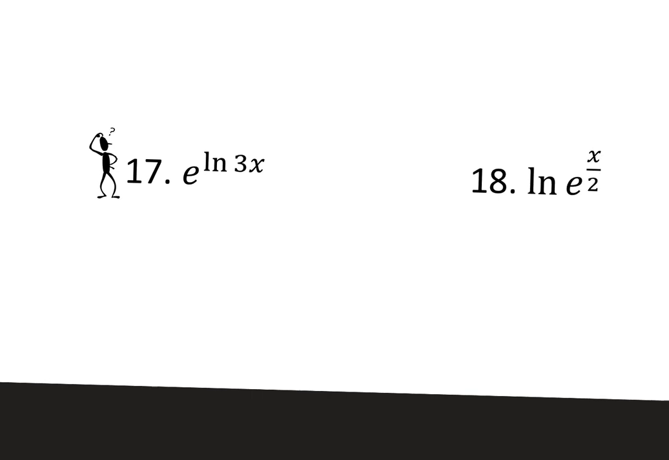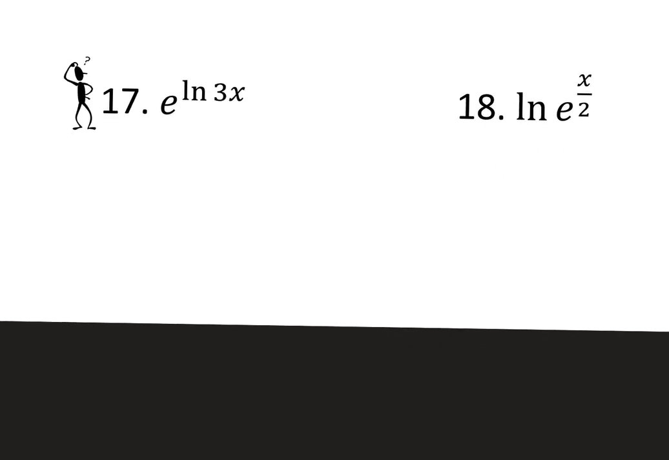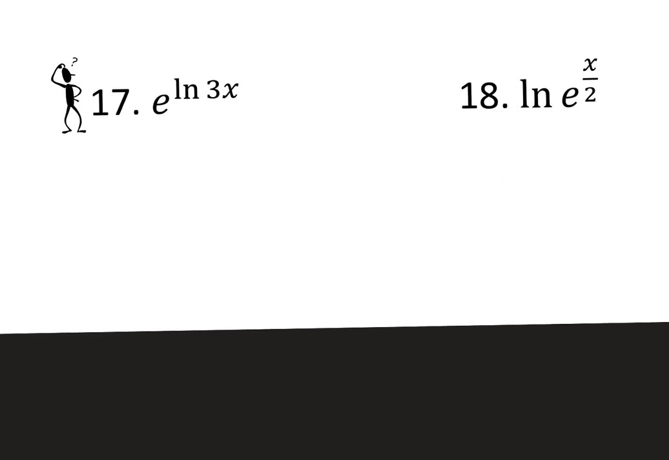I want you to try these two on your own. Give it a shot. You may not get it, but remember, this is simply e to the log base e of 3 to the x. And this is really log base e of e to the x over 2. Maybe that'll help you understand what's going on here. That's all ln, or all ln is just a log with base e. So give those two a try and then check back when you're ready to check your work.